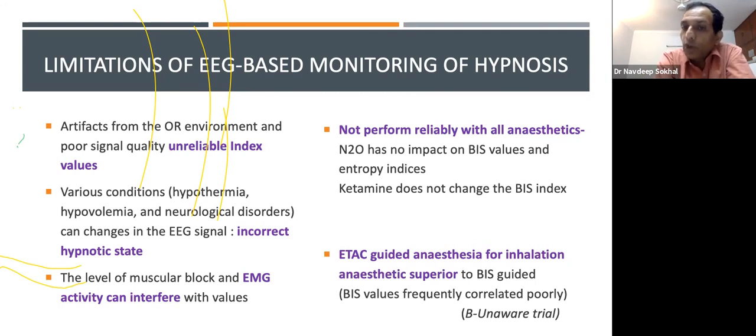End-tidal anesthetic concentration-guided anesthesia for inhalation anesthesia appears to be the best guide. So the B-Unaware trial, this is the outcome. These are some of the limitations. Another limitation I would like to tell you is that studies have now shown it's not only the EEG from the cortex which affects your depth of anesthesia. The activity at the subcortical level is also important, like the limbic system and others. These electrodes which are placed over the forehead only pick up electrical activity from the cortex and not from the deeper structures. That's why these EEG values may sometimes not be reliable. So these are some of the limitations of the EEG monitors presently available.